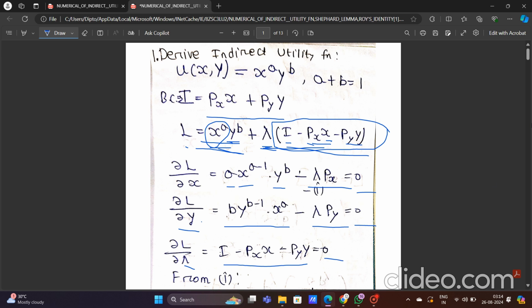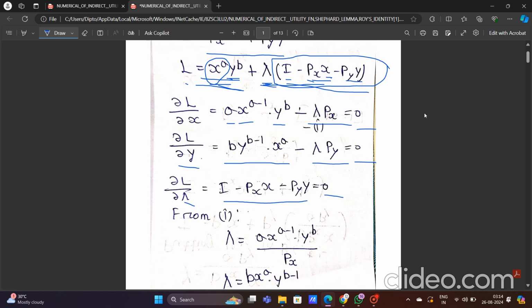Now from equation 1, which one is equation 1? Equation 1 is basically the first equation. This is our equation 1, this is our equation 2, and this is our equation 3.